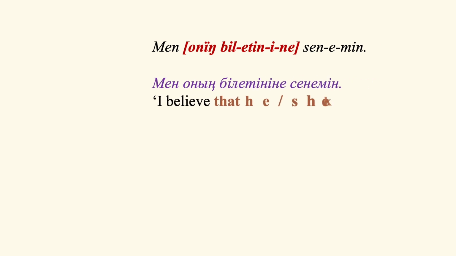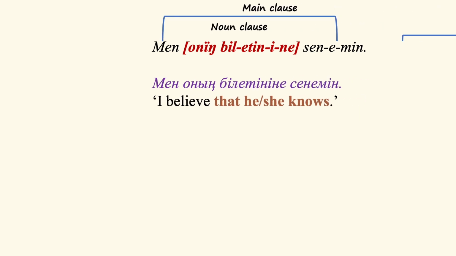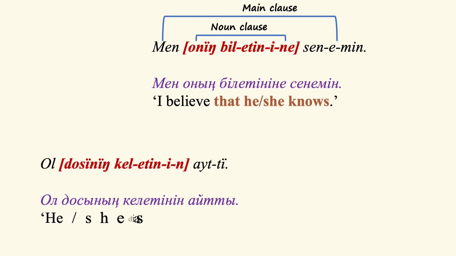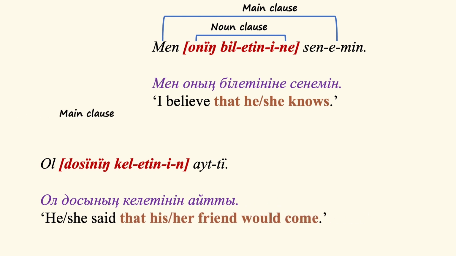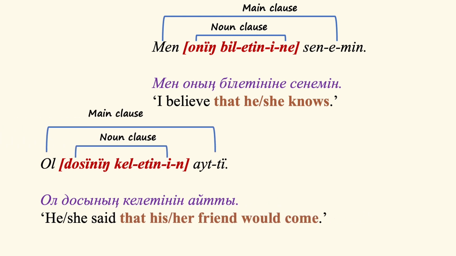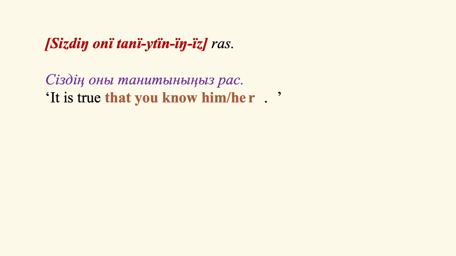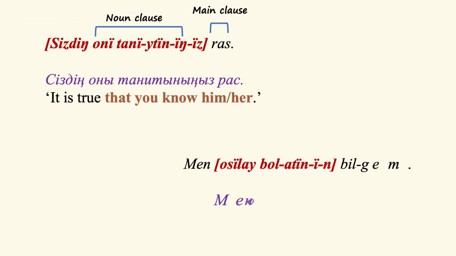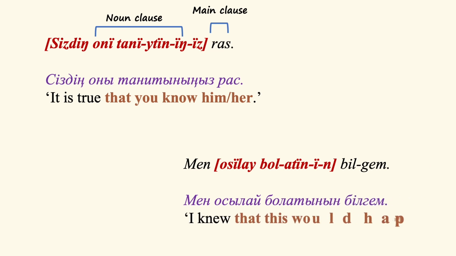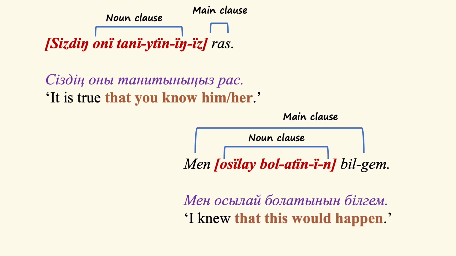Let's look at those noun clause examples. Men onun biletinin senemin. I believe that he or she knows. Ol dosunun keletinin ayttı. He or she said that his or her friends would come. Sizдің onu tanıtınız ырас. It is true that you know him or her. Men осылай болатынын білгем. I knew that this would happen.